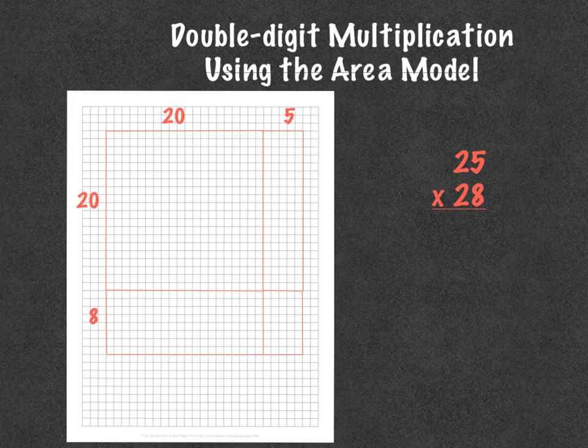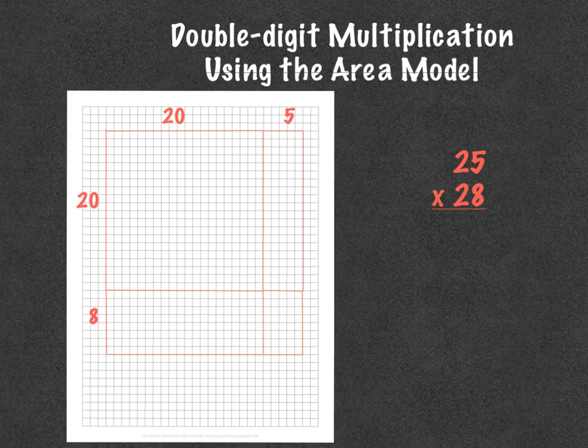Okay, let's talk about double-digit multiplication using the area model. So today I have a graph paper picture on my screen because this really helps to illustrate how and why this area model works. So if we look at a problem like 25 times 28, over here on our graph paper, we're going to break 25 up into 20 plus 5.